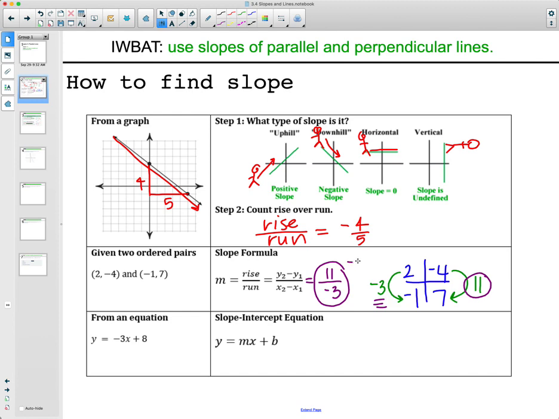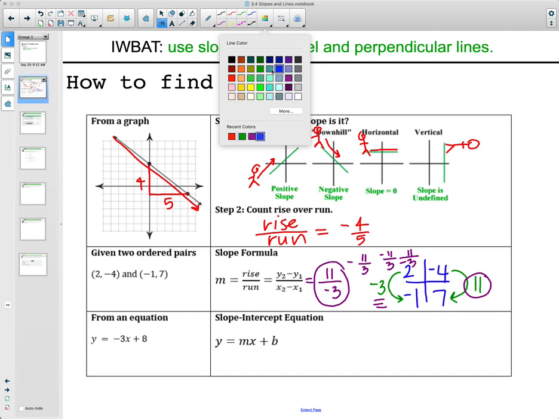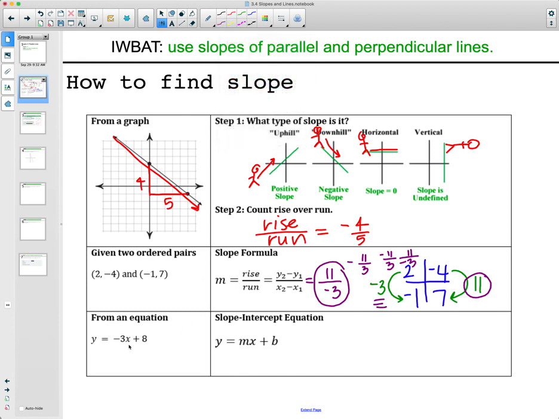And so you can write that with the negative out front like this. In the middle, you can write the negative on top with the 11, or you can write it on the bottom with the 3. All of those mean -11/3.